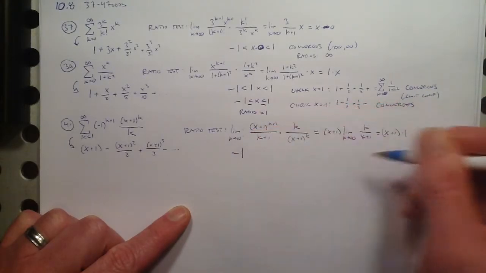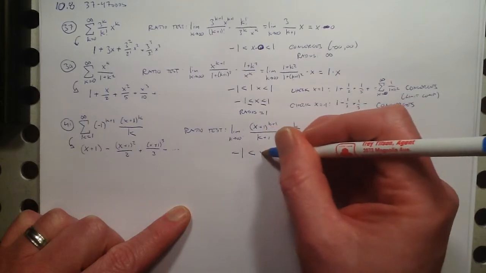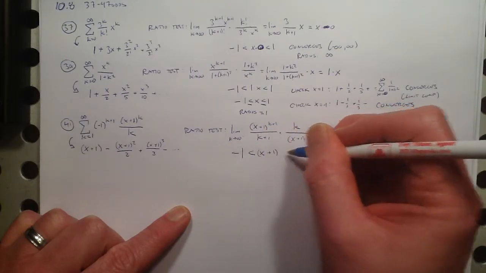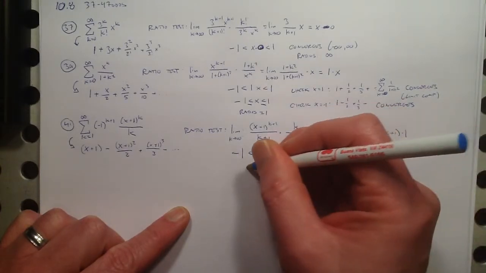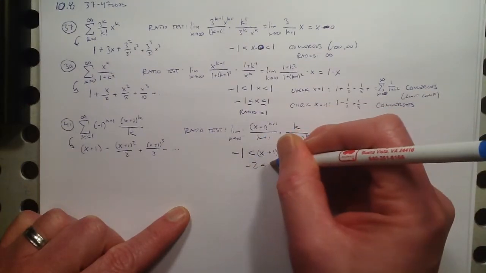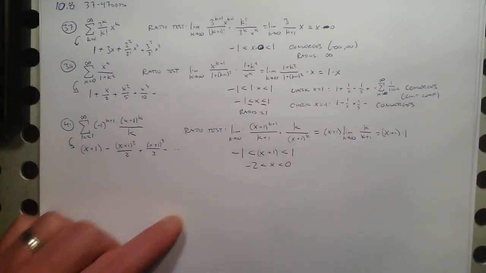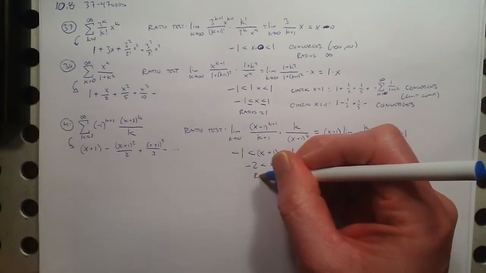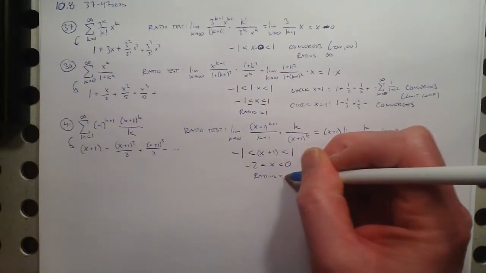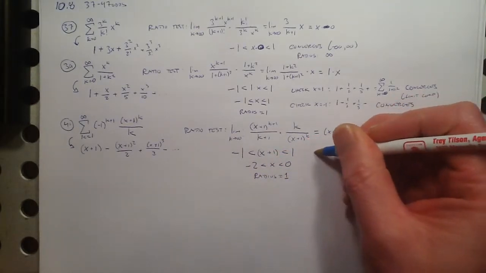So that needs to be sandwiched in between -1 and 1. When I subtract 1 from each side here, I get the interval from -2 to 0. And sure enough, that is an interval that is centered around -1. And the radius will still be 1, right? From -1 to 0, -1 to -2. Radius is 1. I still have to check my endpoints.